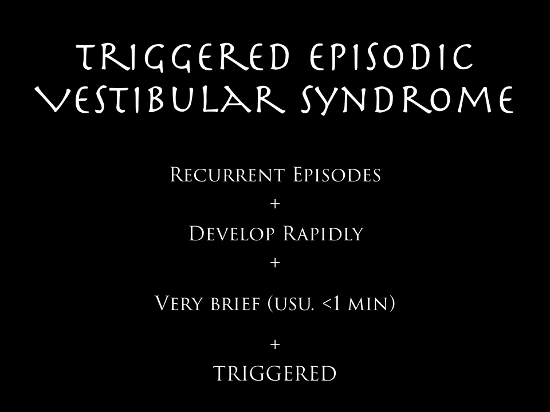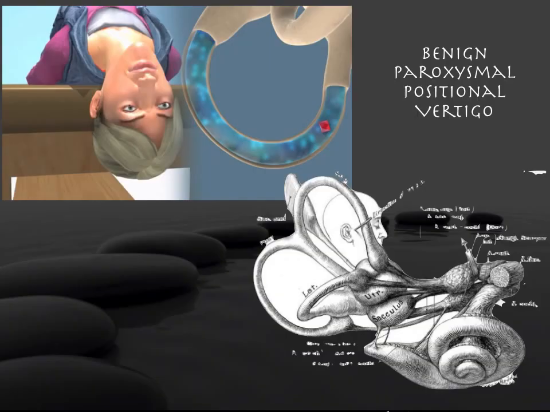And they are uniformly triggered. I have no symptoms at rest. I do some specific movement and I have symptoms. And the big one you need to be aware of is benign paroxysmal positional vertigo. This is thought to occur because of stones in the semicircular canals. They're called otoliths. Okay, remember oto means ear, liths means stones, so stones in the ears.